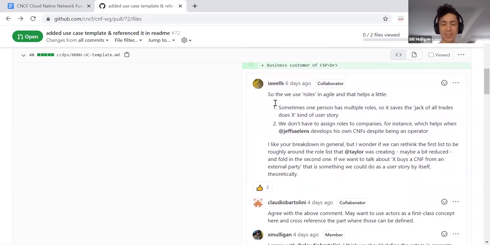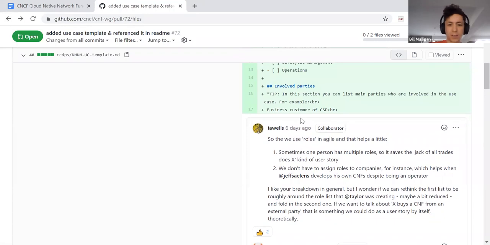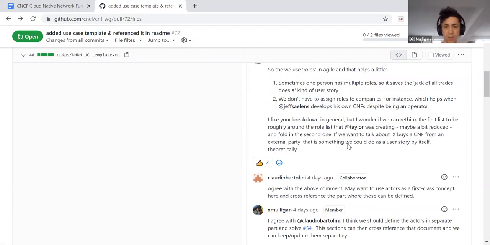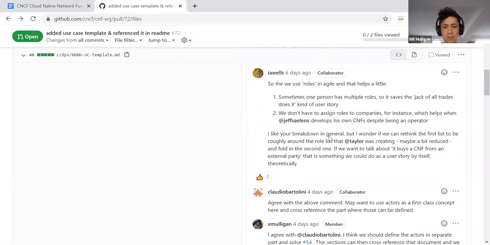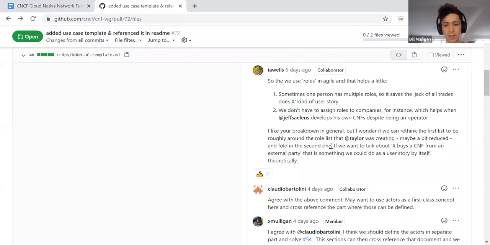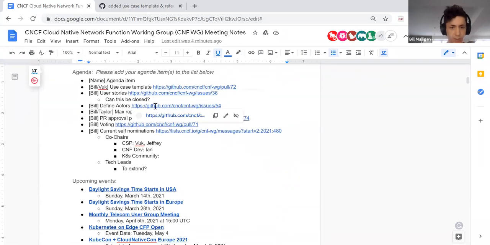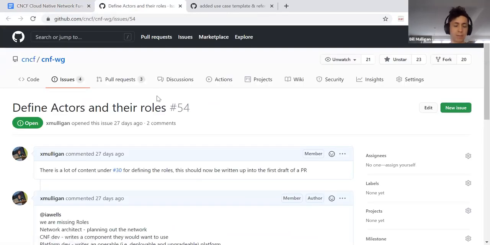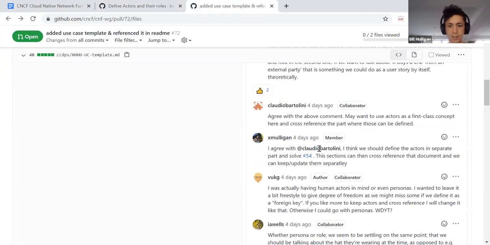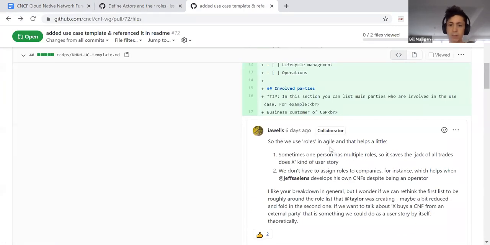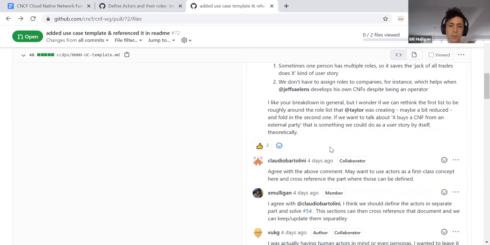The other thing I wanted to chat about, just to hear other people's opinions, because this also goes into an issue that we have open right now, is this involved parties section. There's a discussion whether this should be defined in this section or should it reference out to separate documentation? The related issue, in case people are interested, is issue number 54, of creating, similar to how we have a use case section and a proposal section, also an actor section. Correct me if I'm wrong, but you said people should go in here and define that in the use case, whereas some other people are asking for it to be defined in a separate document.